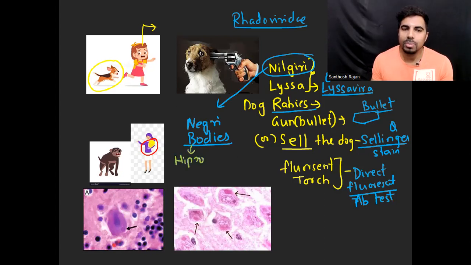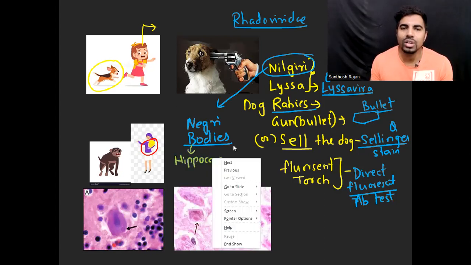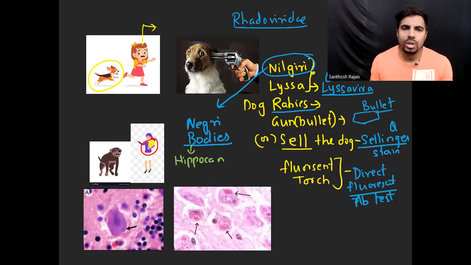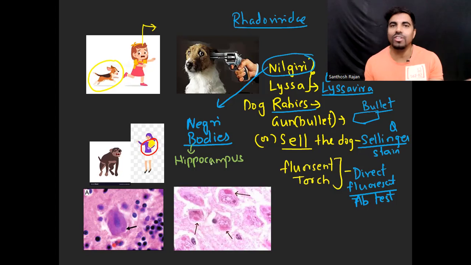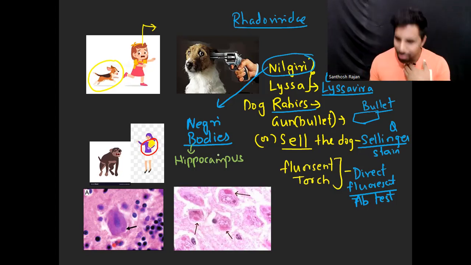This was a question repeated many times. I know you are very confident with Negri bodies, and surely you know that. But for some students, it's difficult, and they forget. So don't worry, remember my hometown, Nilgiri. Nilgiri, Negri. Lisa is from my place, Nilgiri. So Negri bodies accumulate in the hippocampus and cerebellum. This is the common site.